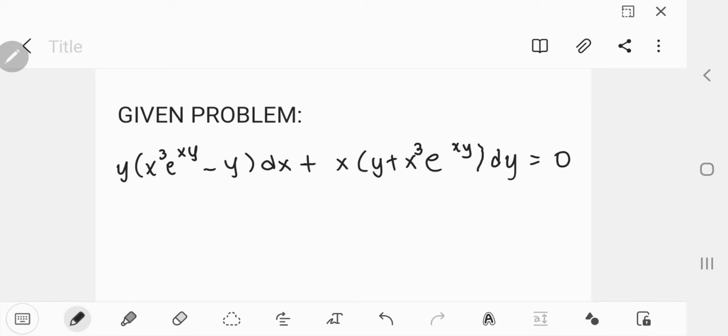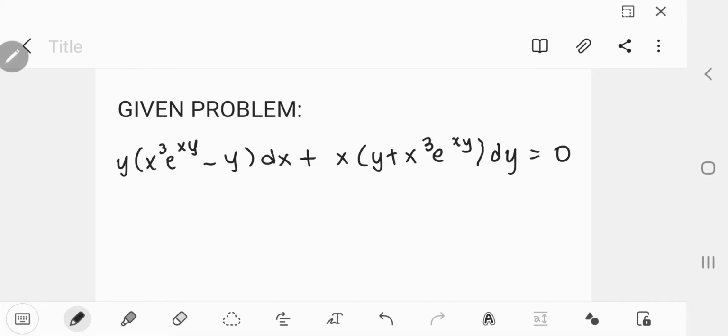We have (y times x cubed e raised to the xy minus y) dx plus (x times y plus x raised to 3 e raised to the xy) dy is equal to 0. And now, before we start to get the integrating factor, let us simplify the equation.